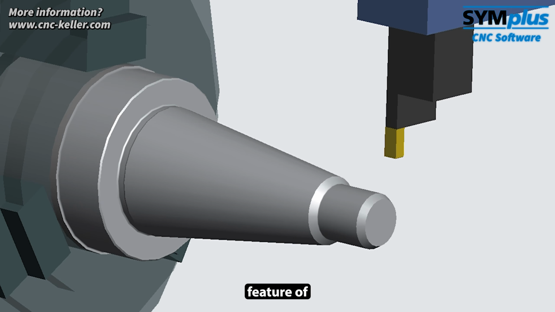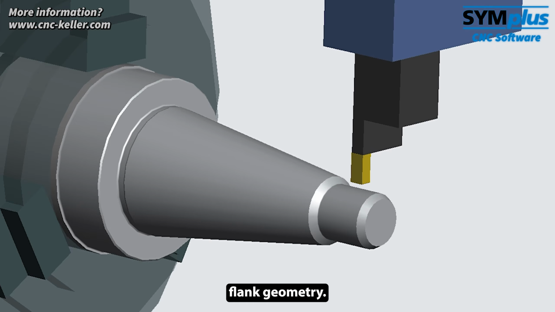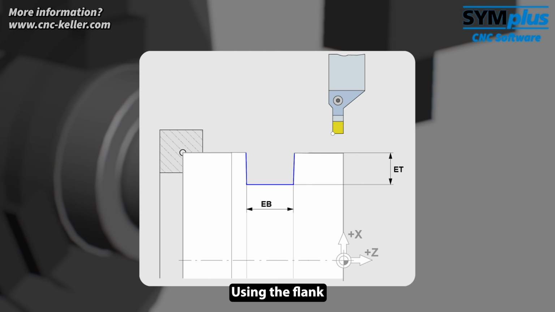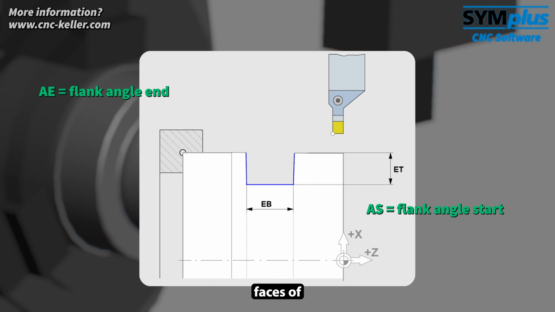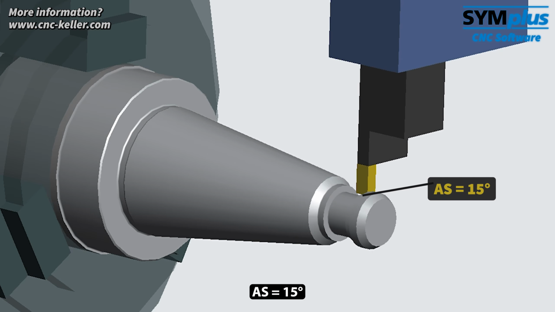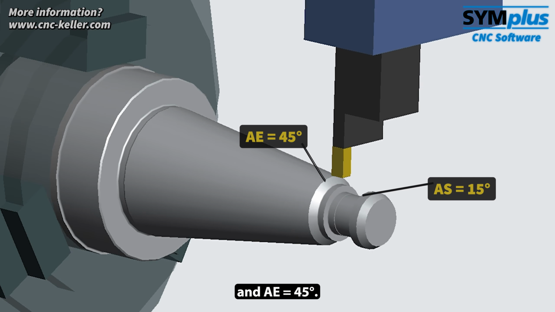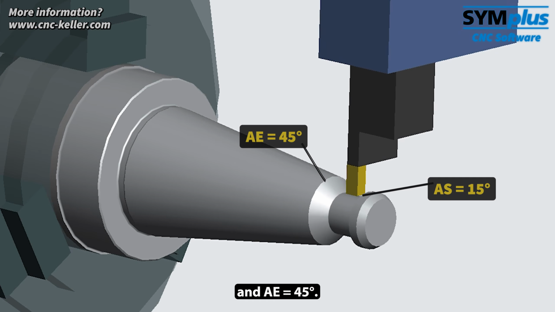The special feature of this grooving operation is the flank geometry. Using the flank angle parameters AS and AE, the side faces of the groove are machined at an angle, with different angles at the start and end. Here, AS equals 15 degrees and AE equals 45 degrees.